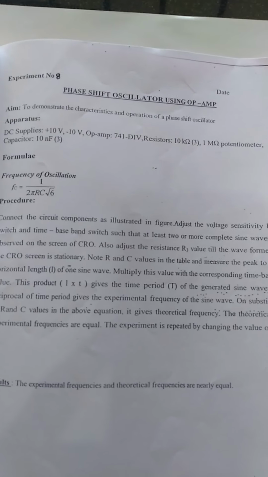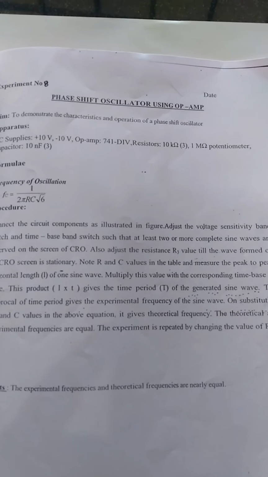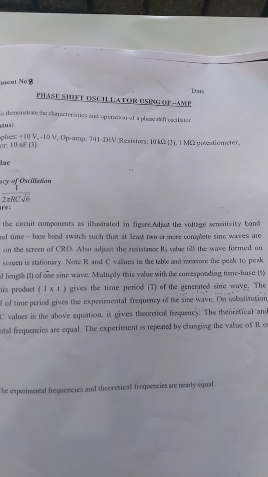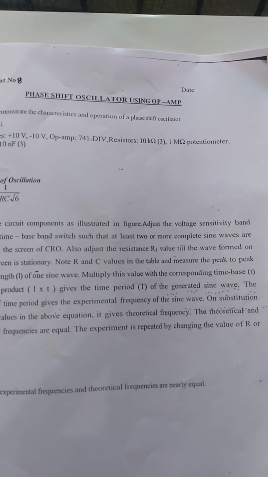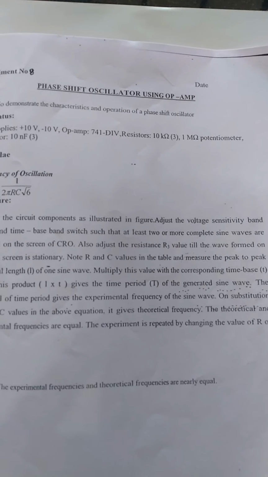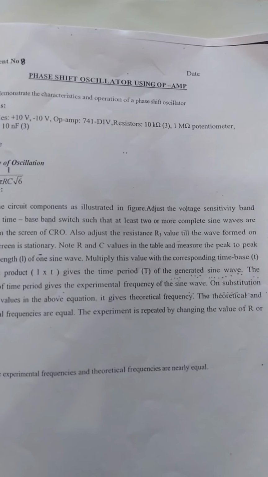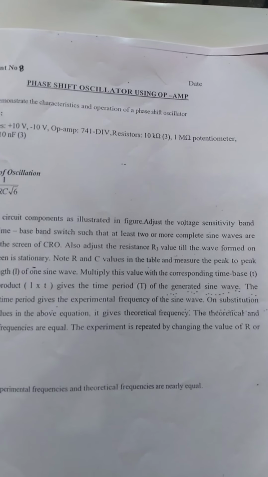Experiment is phase shift oscillator using operational amplifier. Aim of the experiment is to determine and verify the theoretical and experimental value of frequency in phase shift oscillator. Apparatus required is CRO, operational amplifier, and network connections and wires, etc.